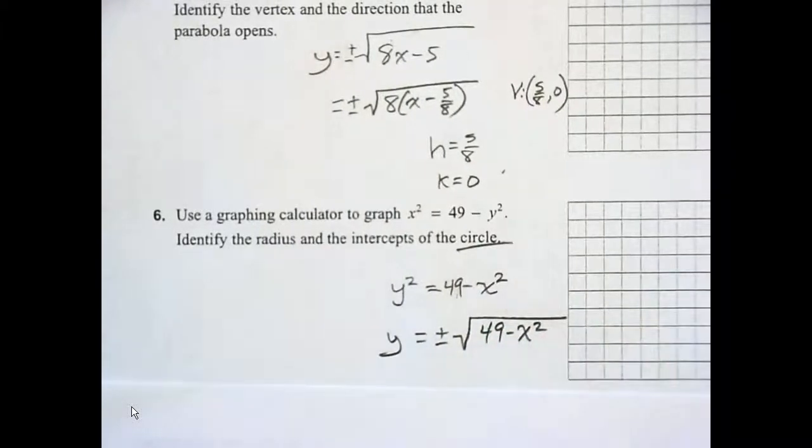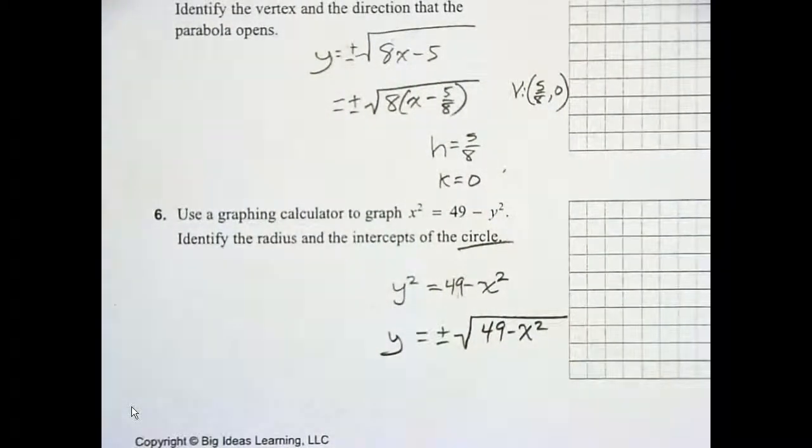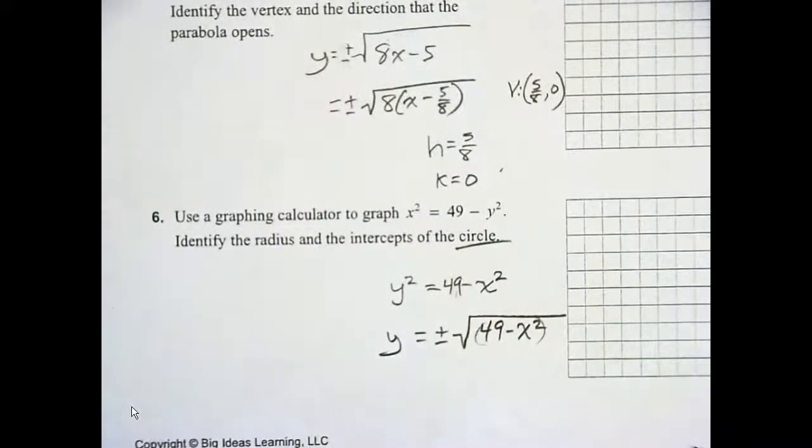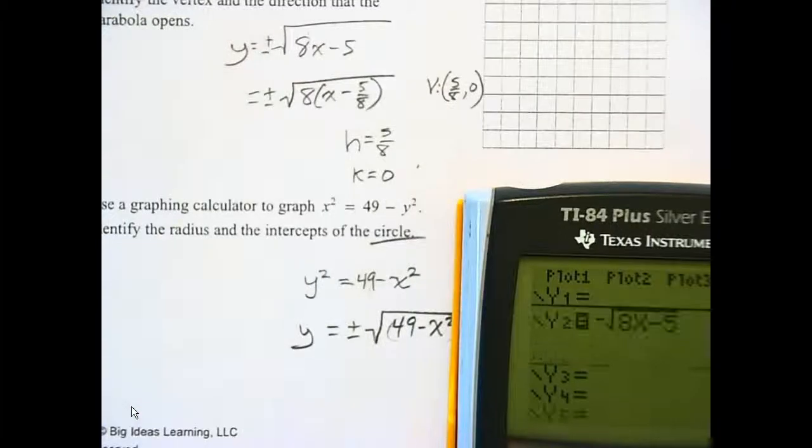Now, note you cannot just take the square root of 49, the square root of x squared, because you have to do what's in here first. Implied parentheses. Okay, so go ahead and put that into your calculator. Remember, you're going to have two different pieces there.